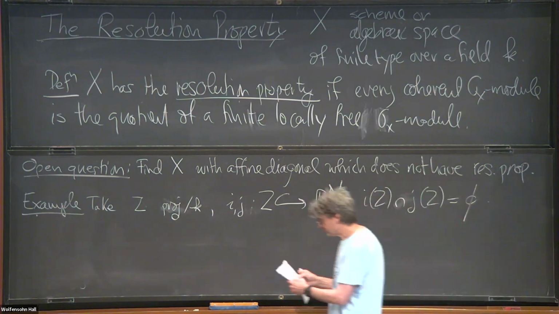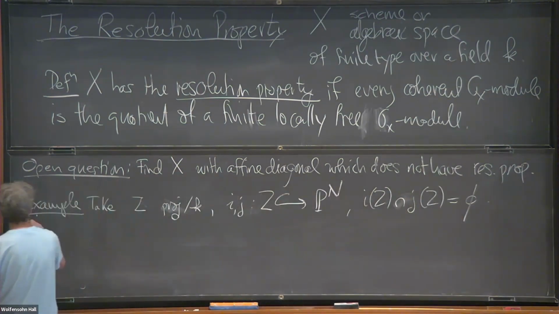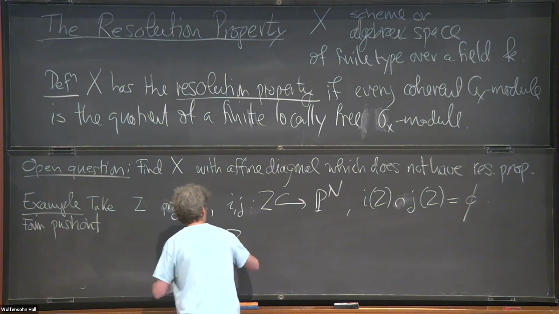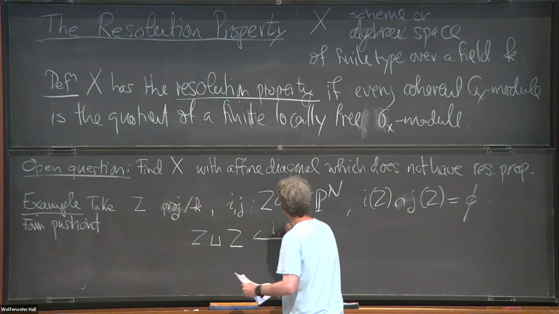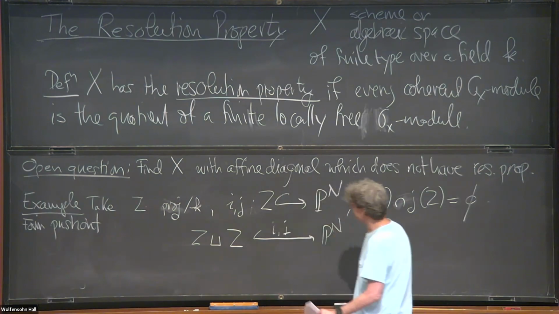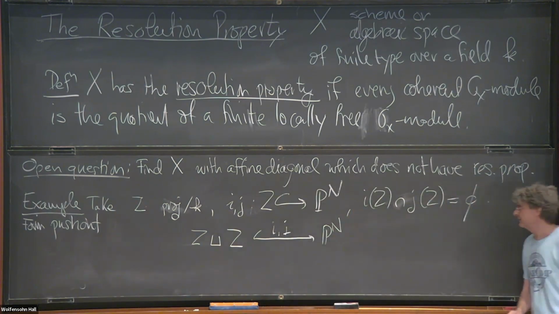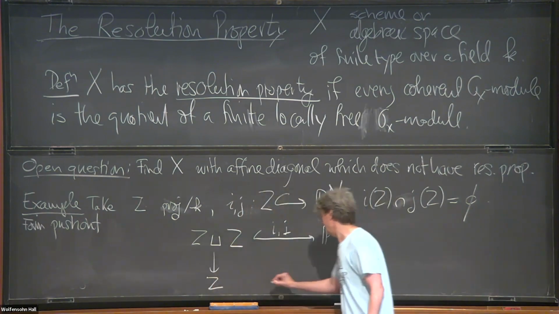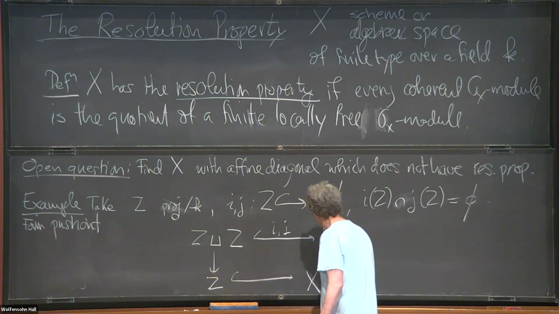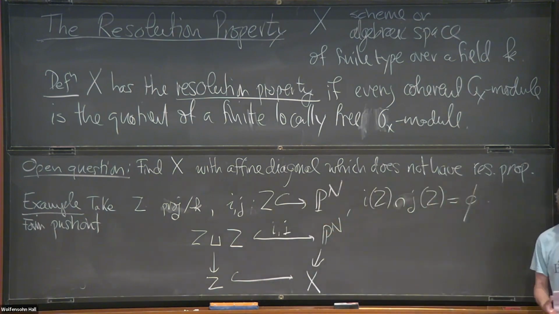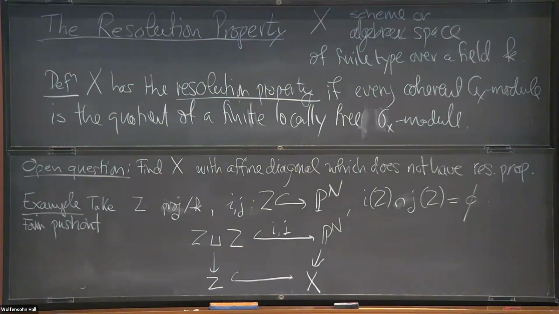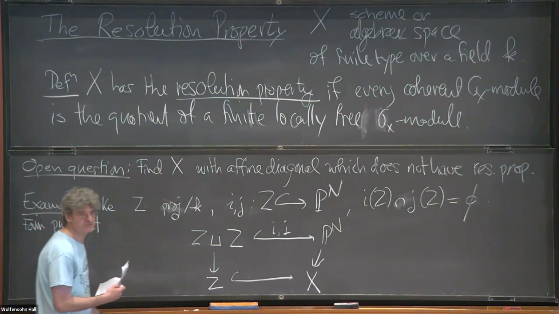Right, and then form the push up. Okay, so we're going to do Z. This is junior Z. We're going to use I and J to Pn. That's a closed embedding because they're disjoint, right? Look at the map, which is the identity on each component to Z, and do the push up, right? And there's a nice paper by Ferrand that this is the scheme. Okay, you can do this in a category of schemes and so on.